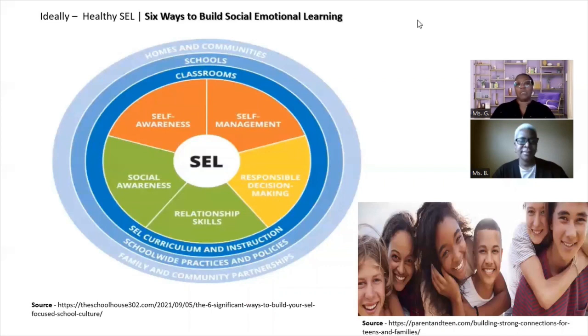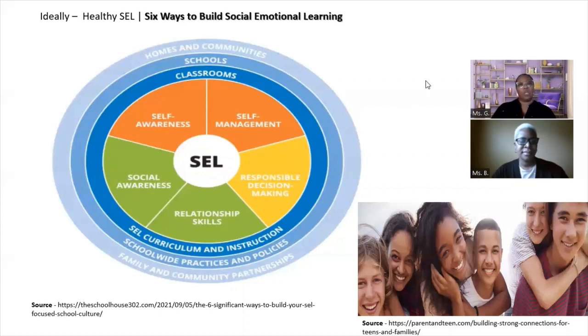And so if you look at our slide here, the idea of social emotional learning has 6 components to it. And that is self-awareness, self-management, responsible decision-making, relationship skills, and social awareness. And this is something that the whole child can benefit from.